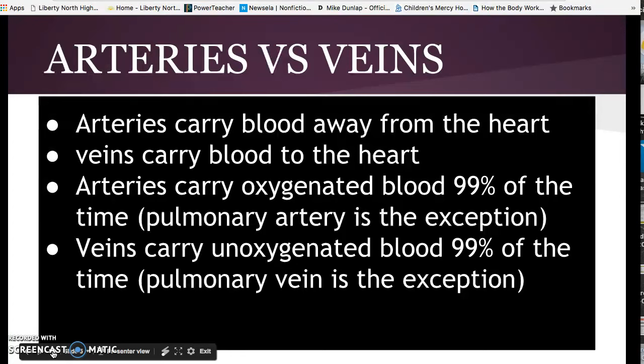Arteries will always carry oxygenated blood except for one exception, and veins will always carry unoxygenated blood except for one exception as well. Pulmonary artery will carry unoxygenated blood, and the pulmonary vein will carry oxygenated blood. We'll talk about that a little further on, but those are four really important things to remember about the circulatory system. If you cannot remember those things, this whole heart system will get confusing for you. And so just make sure that you guys remember the difference between the two of those and then the exceptions to the two of those.